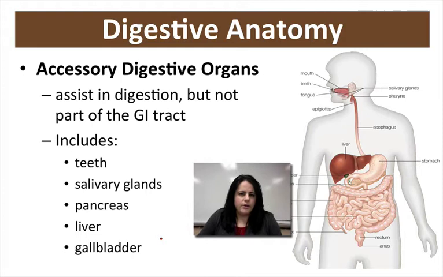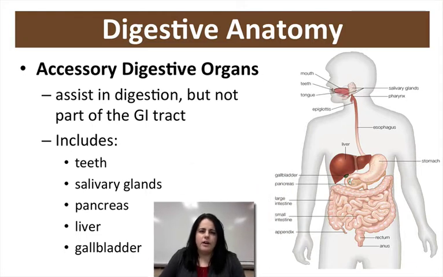Some of those accessory organs that I just mentioned are part of digestion, but they're not part of the GI tract, the coiled tube that leads from mouth to anus. Those include things like your teeth, your salivary glands that produce saliva, your pancreas, your liver, and your gallbladder. And we're going to talk about what each one of these accessory organs do during the process of digestion.